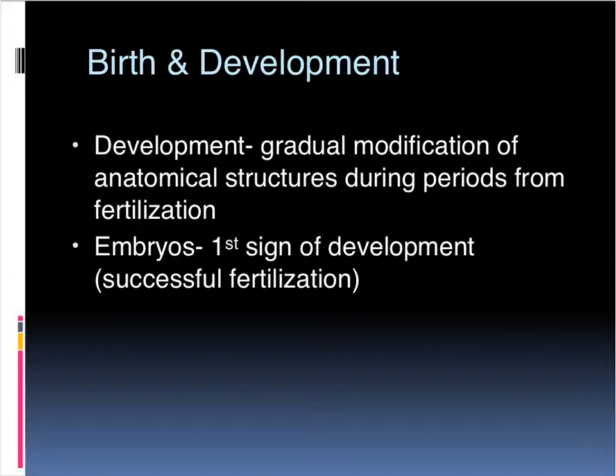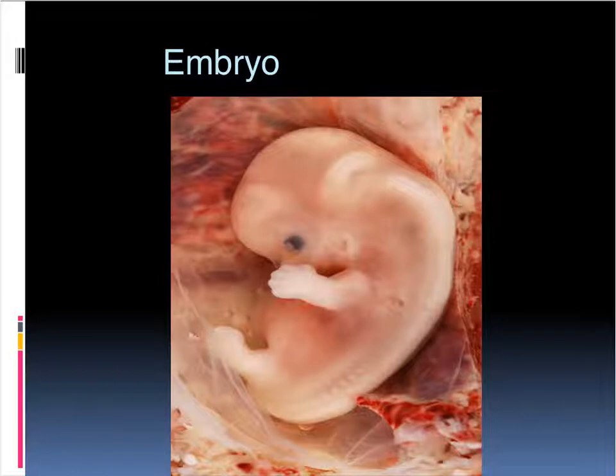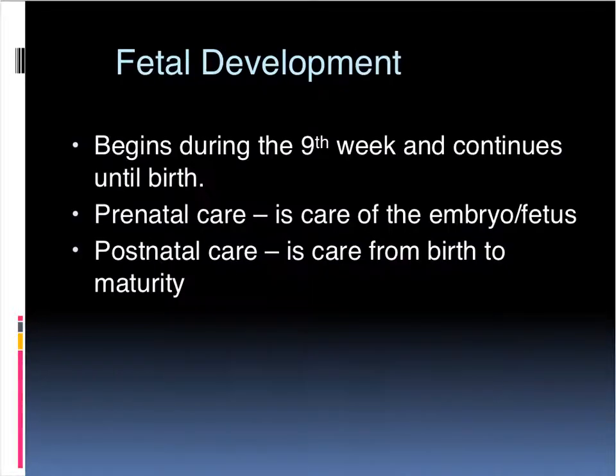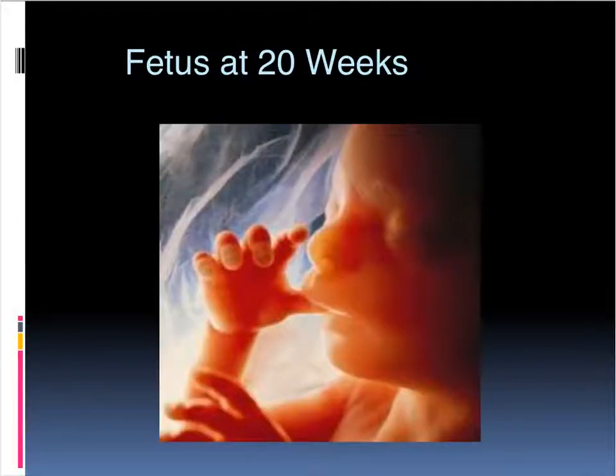Development is the gradual modification of anatomical structures during periods from fertilization. Embryos, they're the first sign of development in a successful fertilization. Pictured here is an embryo. Fetal development begins during the 9th week and continues until birth. Prenatal care is the care of the embryo and the fetus. Postnatal care is the care from birth to maturity. Here a fetus is pictured at 20 weeks of development.